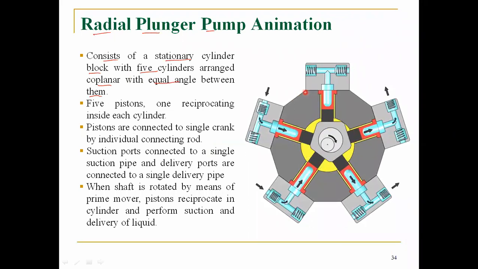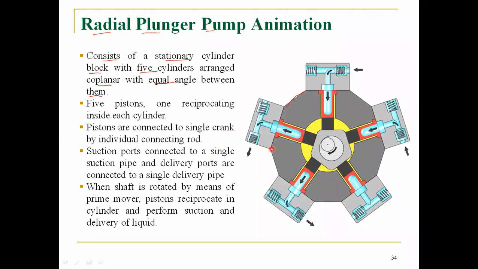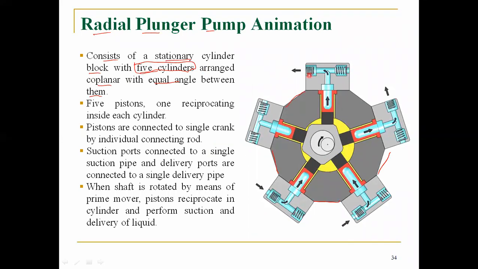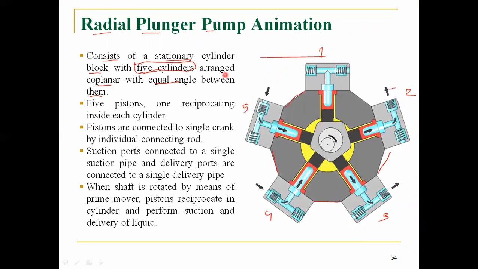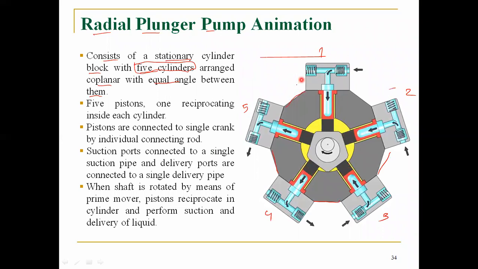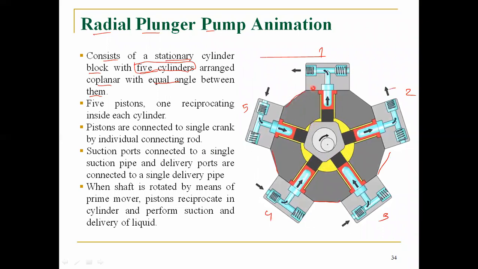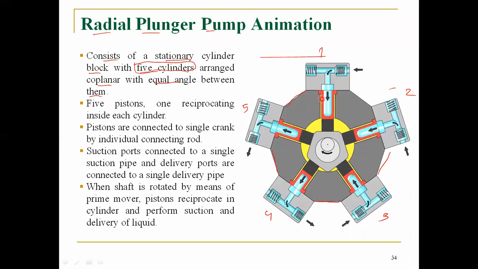Here you can see the stationary cylinder block, and 5 cylinders are connected to it. These are the 5 cylinders: 1, 2, 3, 4, and 5. They are arranged in a coplanar way with equal angles. What is the angle? You divide 360 by 5, so that much angle is available for each of the 5 cylinders.